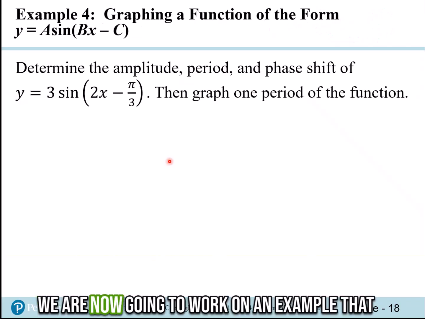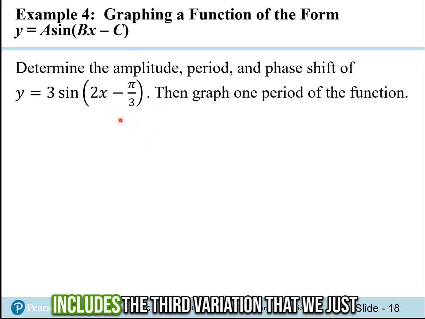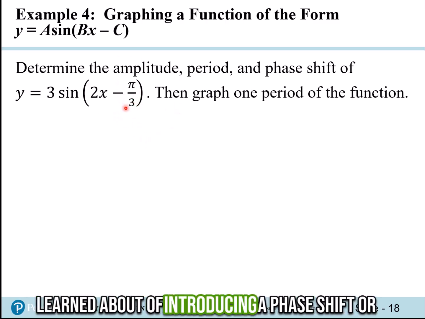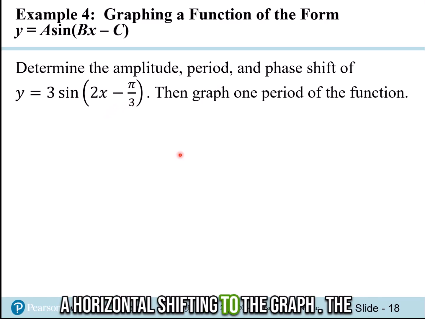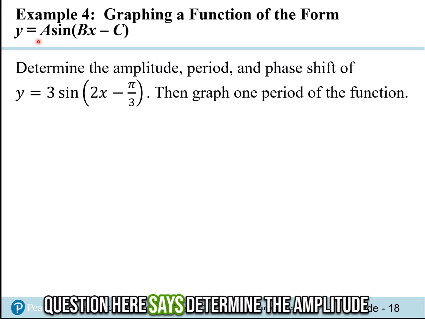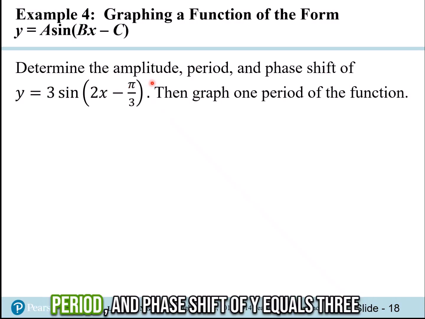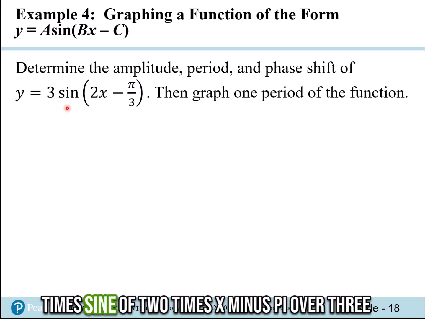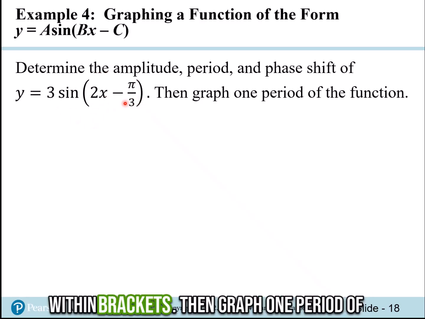All right? We are now going to work on an example that includes the third variation that we just learnt about, of introducing a phase shift or a horizontal shifting to the graph. The question here says determine the amplitude, period, and phase shift of y equals 3 times sine of 2 times (x minus pi over 3) within brackets. Then graph one period of the function.